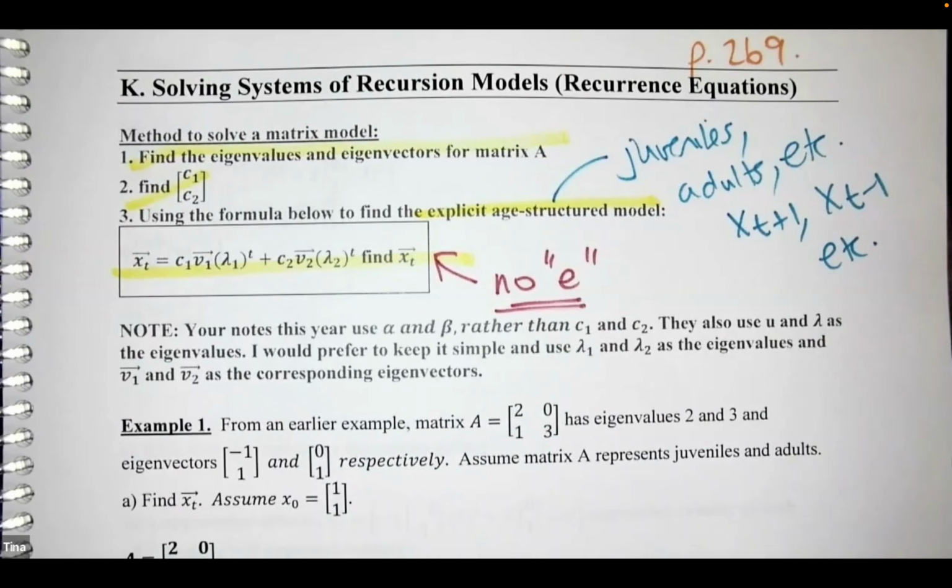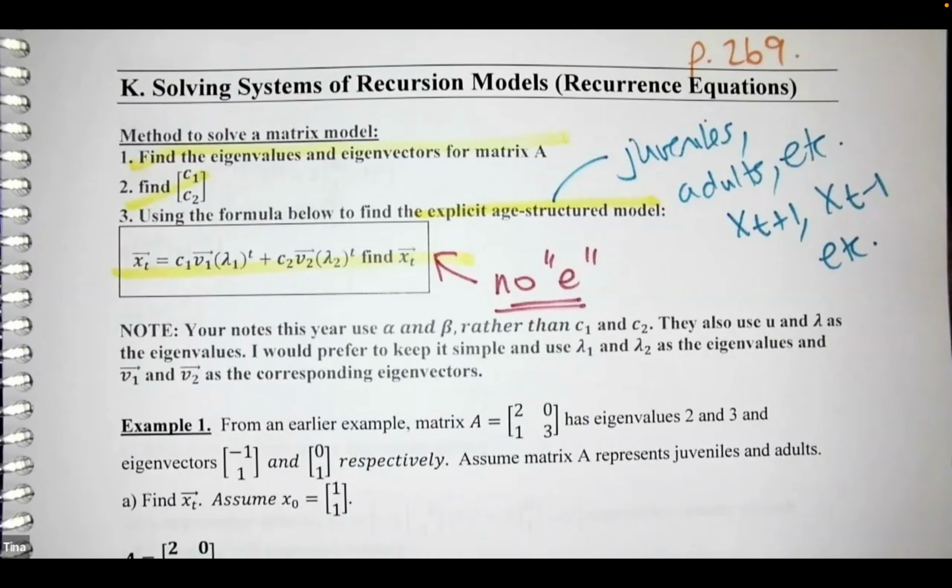So I put a note here. You guys used alpha, beta, and U and lambda. If you want to use that, go for it, okay? So here was our matrix earlier, and we had eigenvalues 2 and 3. And these were the eigenvectors, right? We solved this, I don't know, it's probably been an hour now.